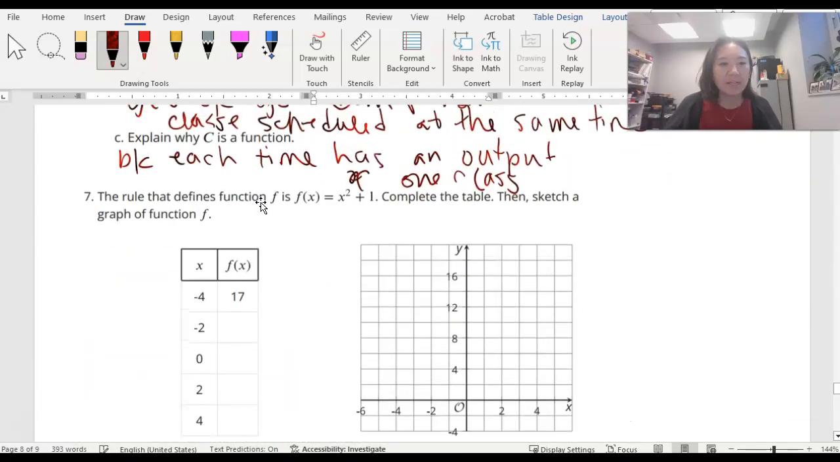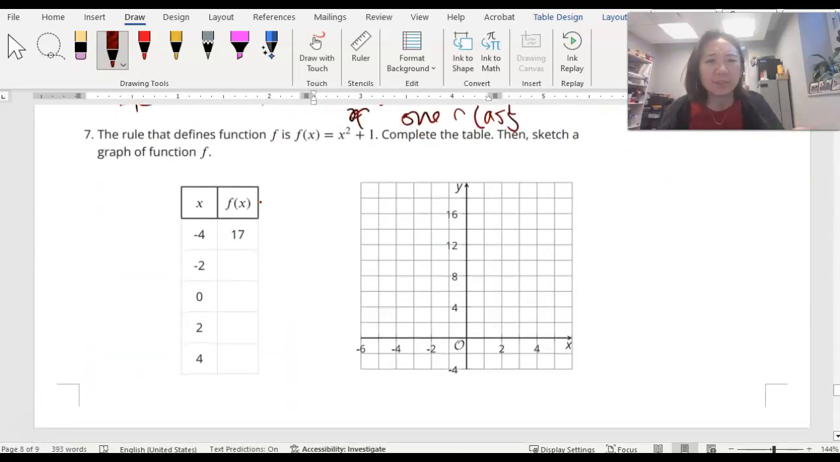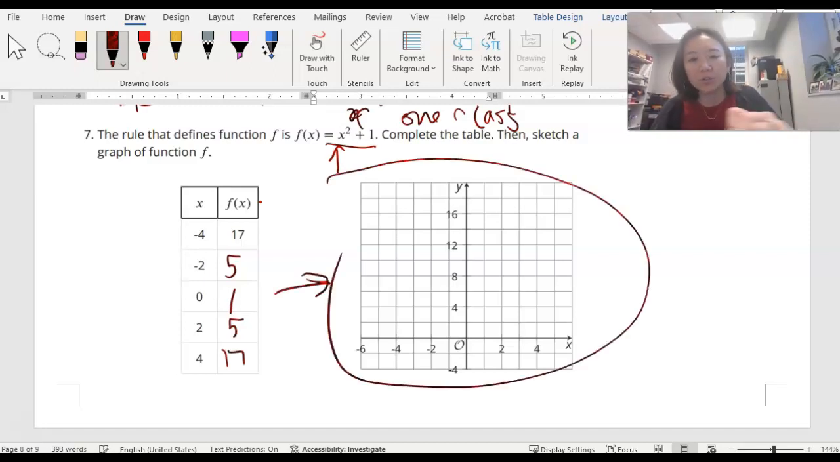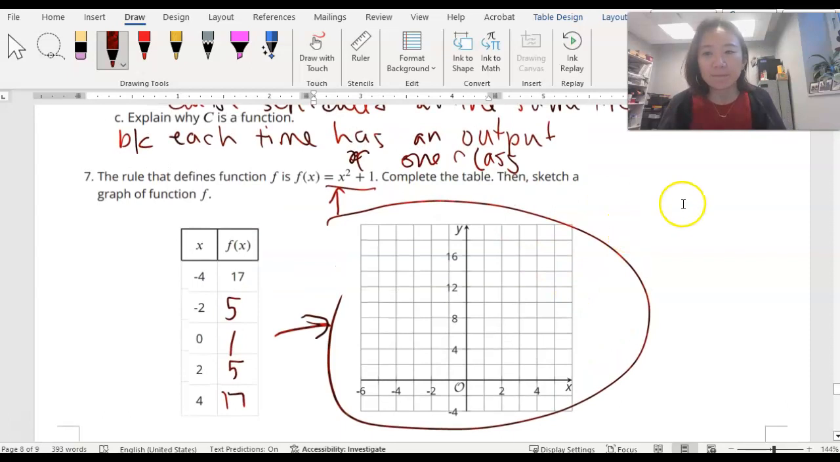Number 7 has the rule that defines the function is x squared plus 1. Complete the table, then sketch the graph of the function. So this is if I put -2 into x, then I get 4 plus 1 is 5. 0 plus 1 is 1. 2 times 2 is 4 plus 1 is 5. 4 times 4 is 16 plus 1 is 17. And you're going to graph that. Again, I'm not going to graph that for you. You know how to graph. So you're going to go ahead and graph that on the graph. And if you haven't done it, again, it shows me you're not listening.